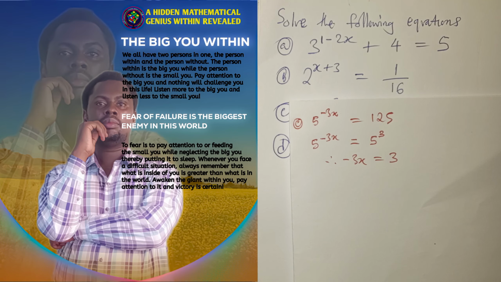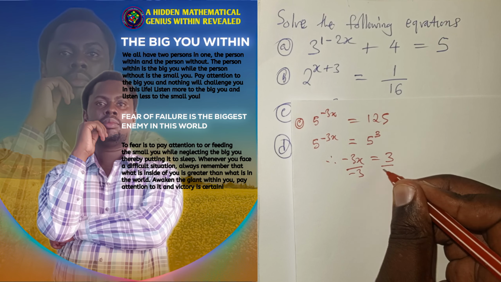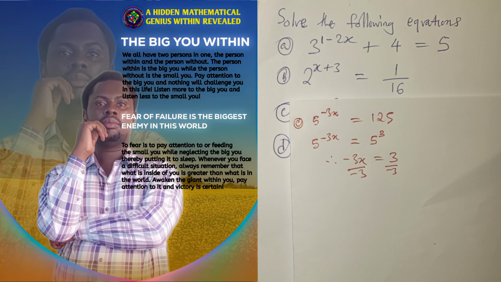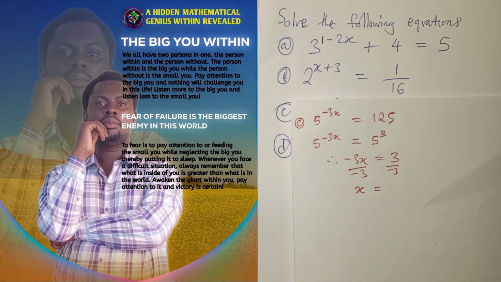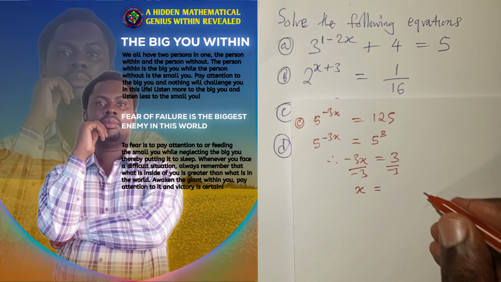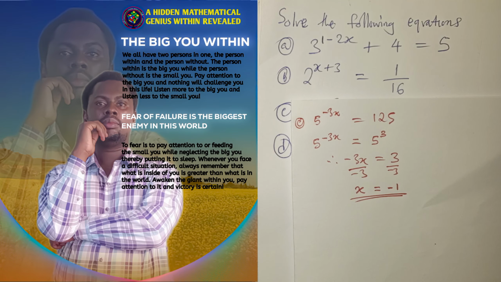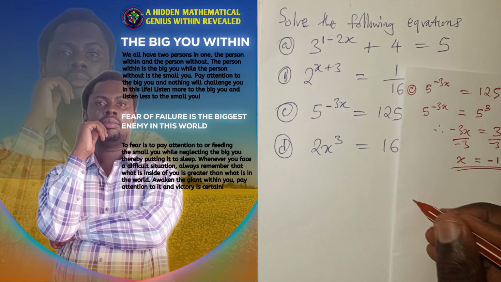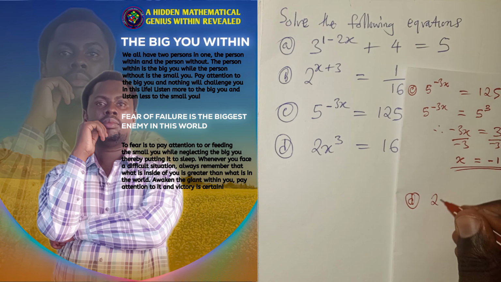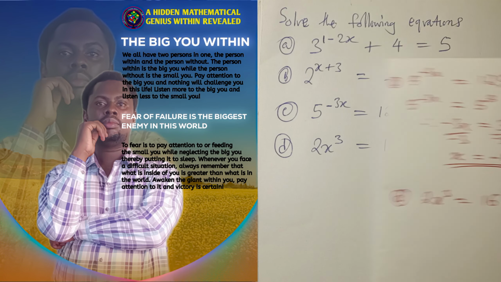Okay, so for us to remain with x, we just divide by minus 3 to both sides of the equation. So minus 3 and minus 3 will cancel out, so we remain with x is equal to 3 divided by minus 3, yes, minus 1 or negative 1. Okay, that is C. Then D, we have 2x cubed is equal to 16.